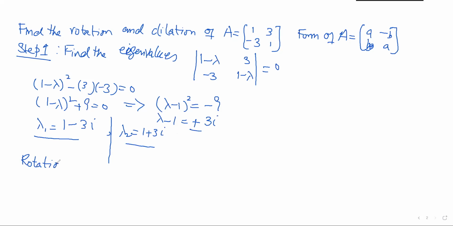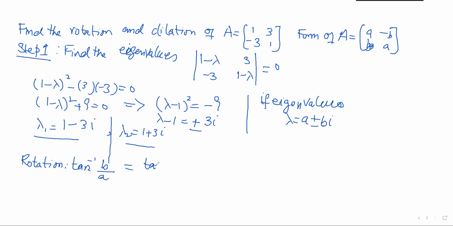Okay, so the rotation is equal to the tangent inverse of B over A. Okay, so what are B and A? B and A are the components of the complex eigenvalue. So if the eigenvalue lambda is equal to A plus minus Bi, then B will be the imaginary part, the coefficient of the imaginary part, and A will be the real part. So it will be tangent inverse B over A.